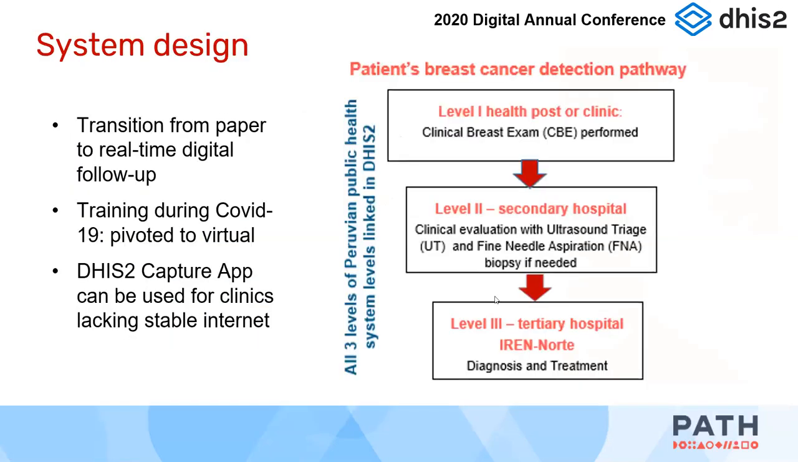The system design is set up to address these three different levels of the government health system. From the first level, where the clinical breast exam is done, the midwives will be trained to input the data about the clinical breast exam at that neighborhood clinic. Then if they're sent on for follow-up, the secondary level hospital would also input the ultrasound triage and the fine needle aspiration data. And finally, at the third level, the diagnosis and treatment will be input as well. This is very exciting for us because we have never seen everything in real time and connected to show all this information about the woman and her breast cancer detection pathway. So it's a very exciting moment.